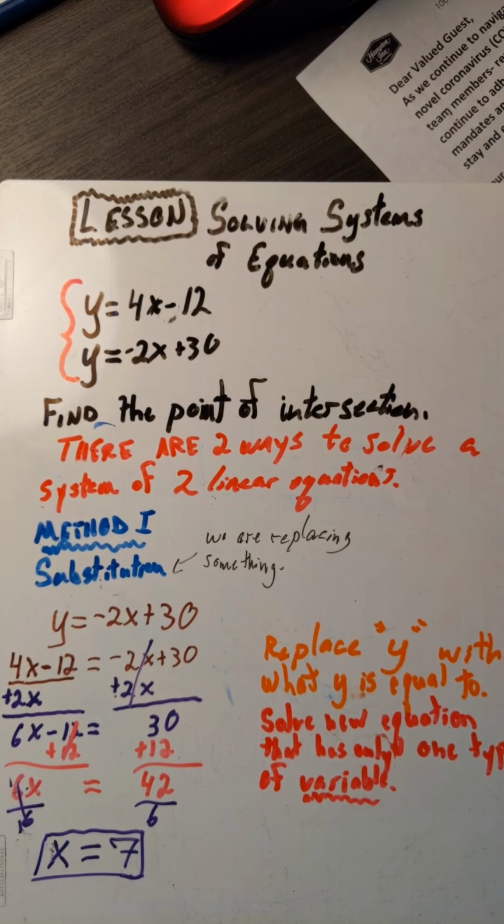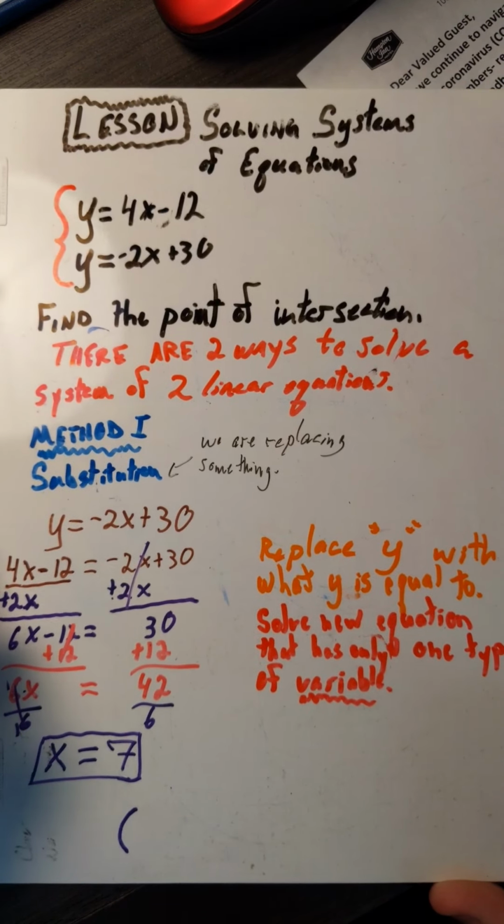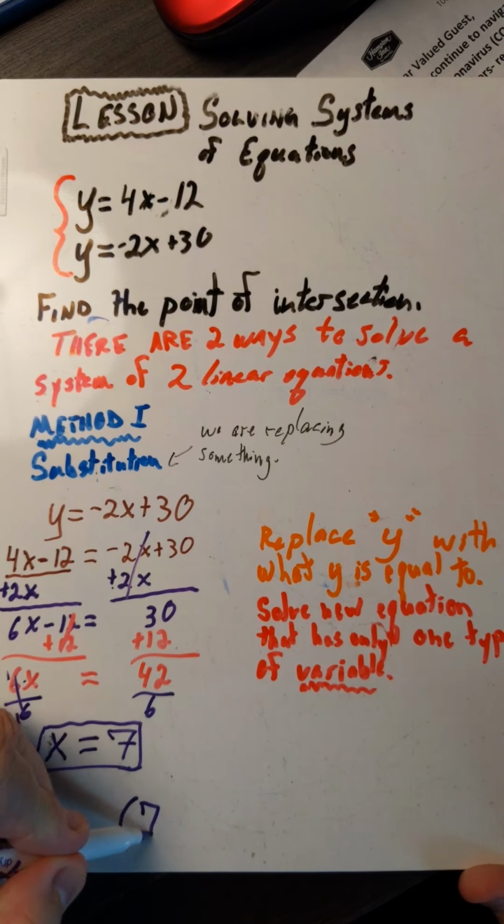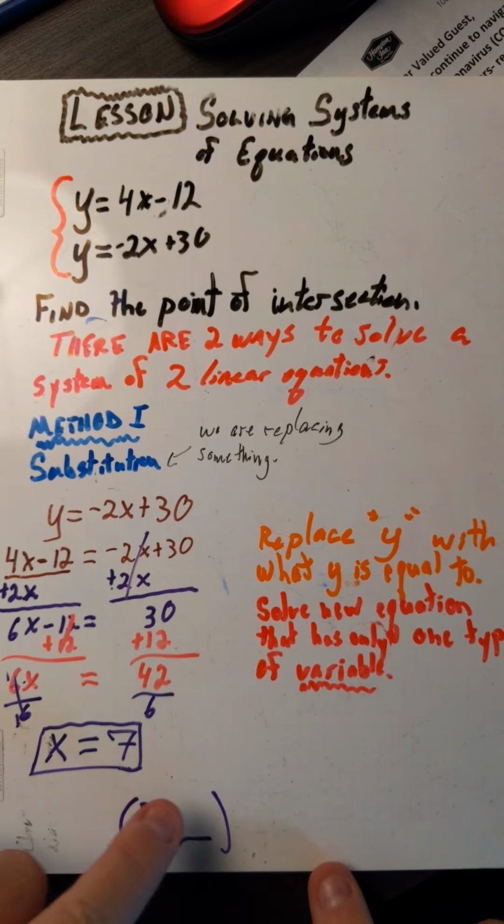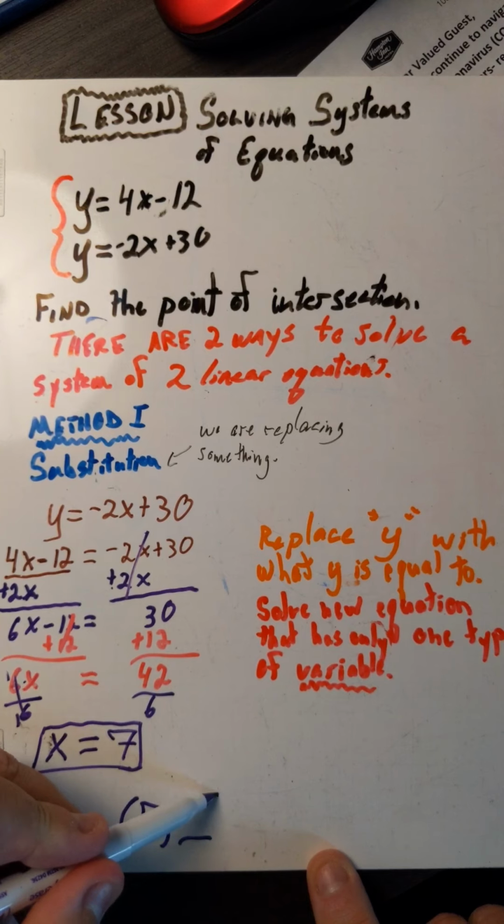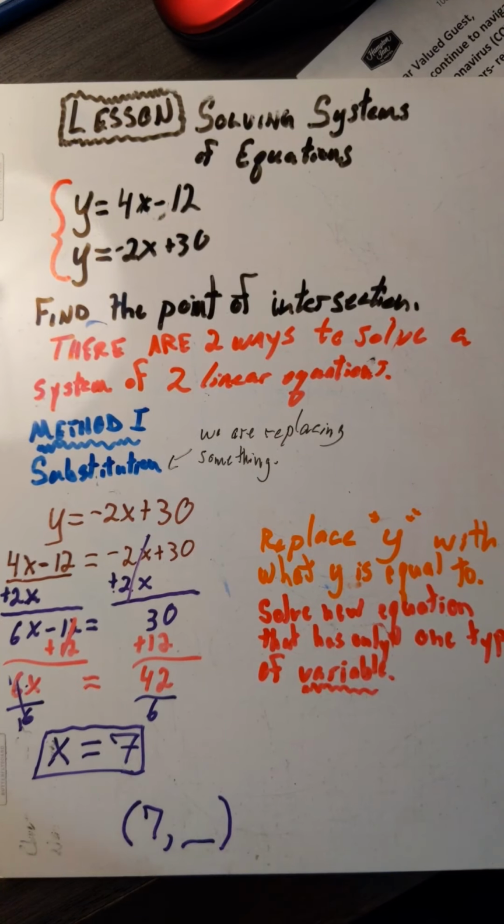Okay, great. Now recall, I told you earlier that we're trying to find a point of intersection. So this is our x value, right? So our answer, which I'll put right here, let's see if I can scoot that up a bit. There we go. Is going to be 7, comma, and now we need our y value. That's the thing we don't have quite yet. Let me move that over. Okay, so we need our y value.